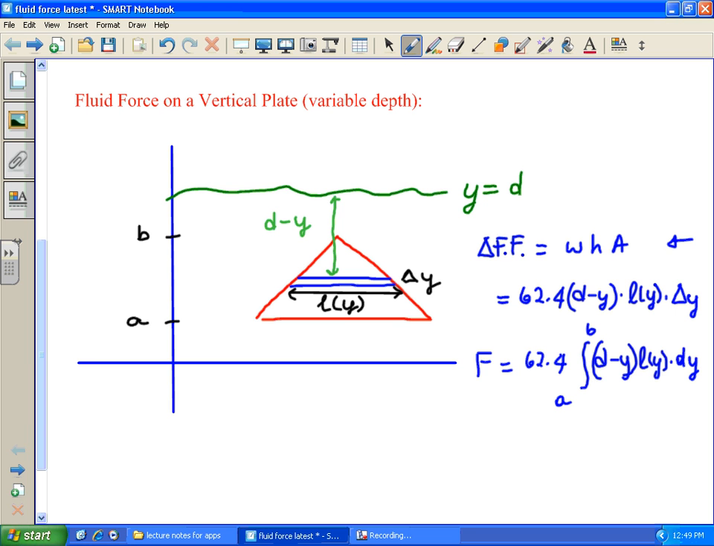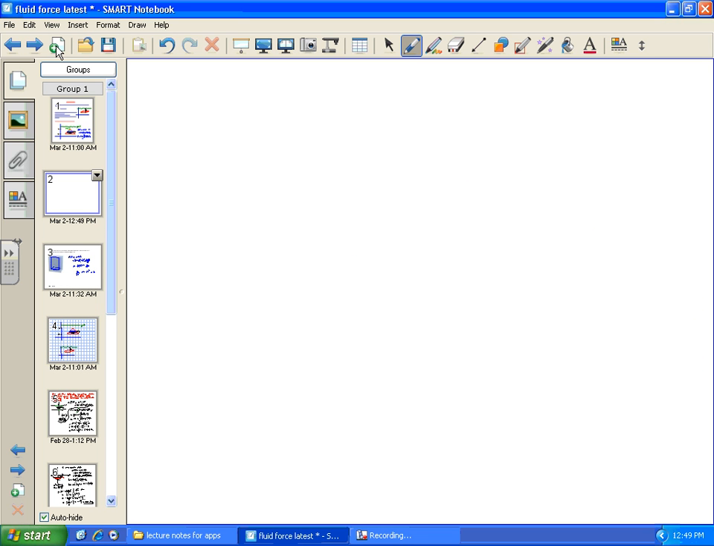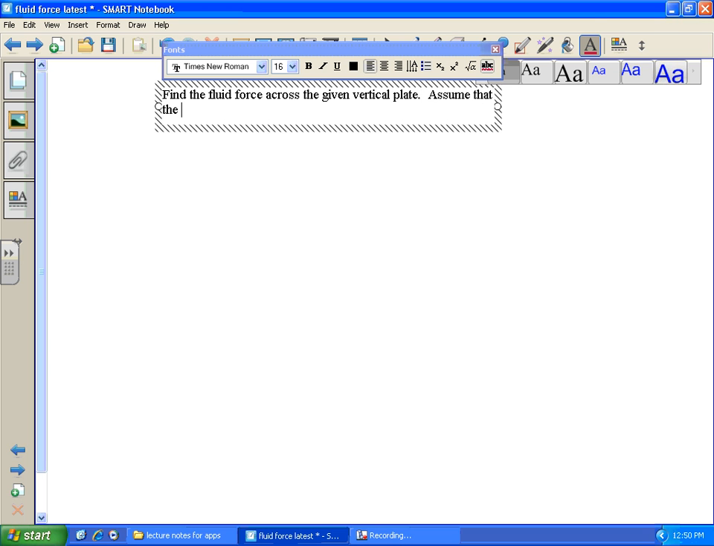Now let's do an example. The question states, find the fluid force across the given vertical plates. And this will be the question for every one of them. I'll just give you different shaped vertical plates. But the question is always the same. Find the fluid force. And in each of these, we're going to assume that the plate is completely immersed in water.